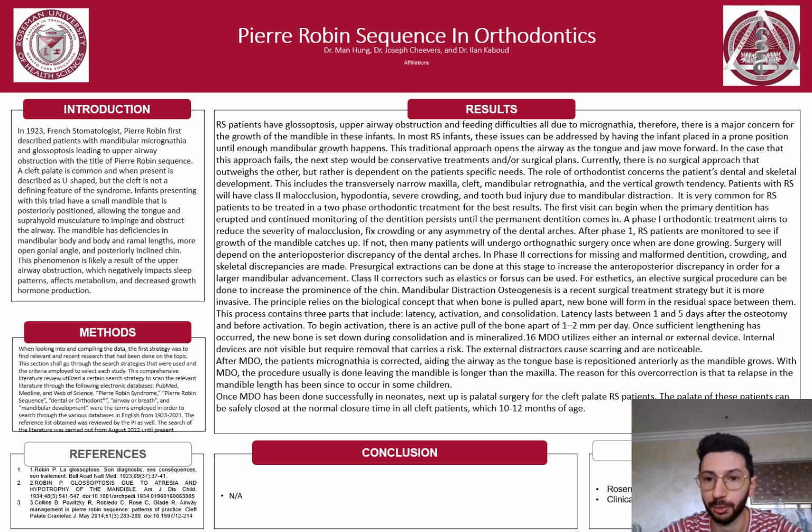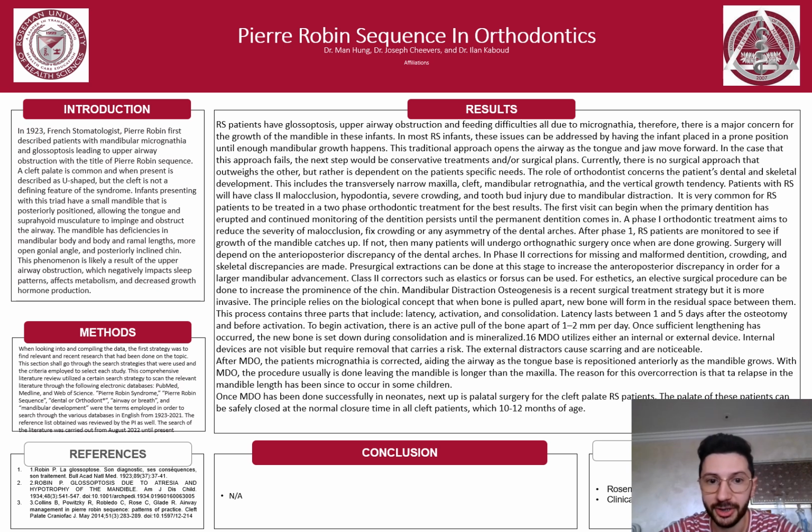The role of the orthodontist concerns both the patient's dental and skeletal development. They want to look at the transversely narrow maxilla, the cleft, the mandibular retrognathia, and then there's going to be a vertical growth tendency. So these patients are going to have obviously a class 2 malocclusion, they're going to have severe crowding, and tooth bud injury can occur when mandibular distraction occurs.